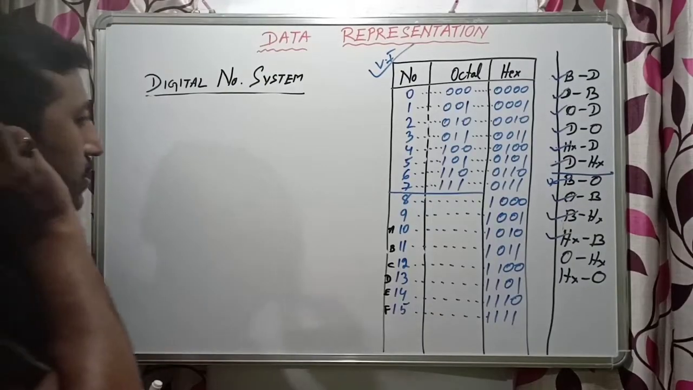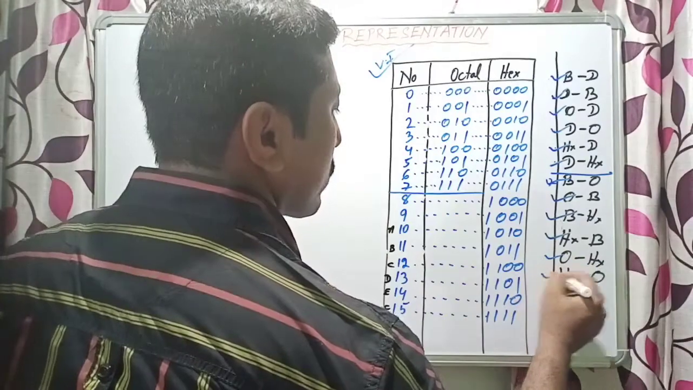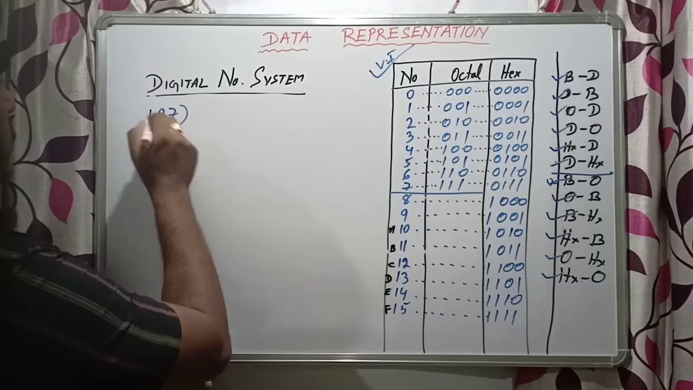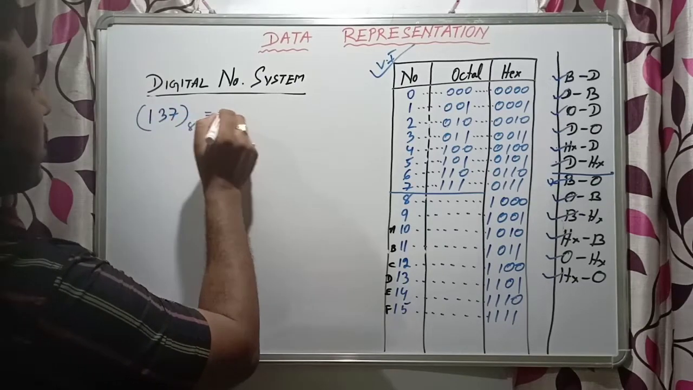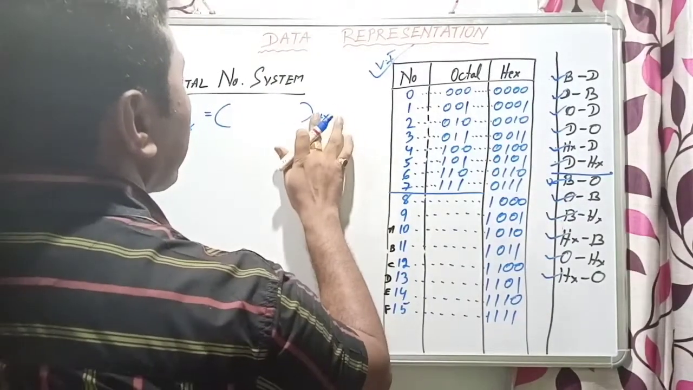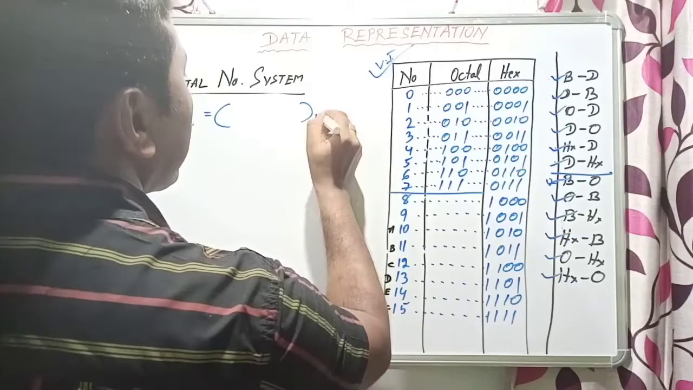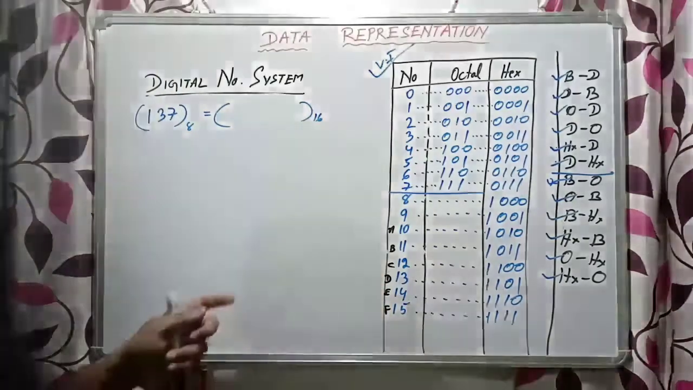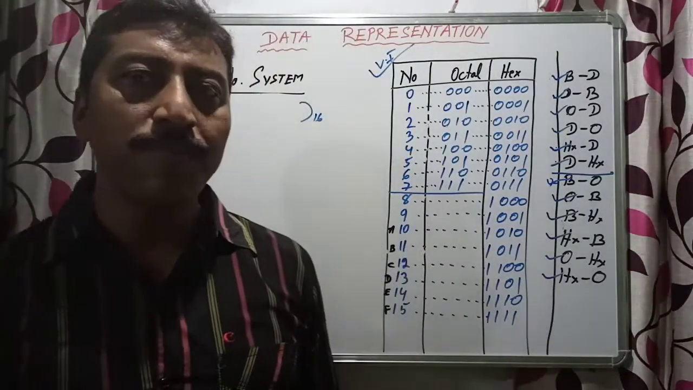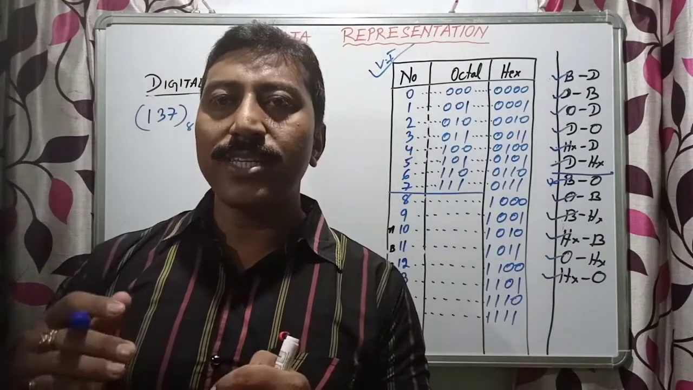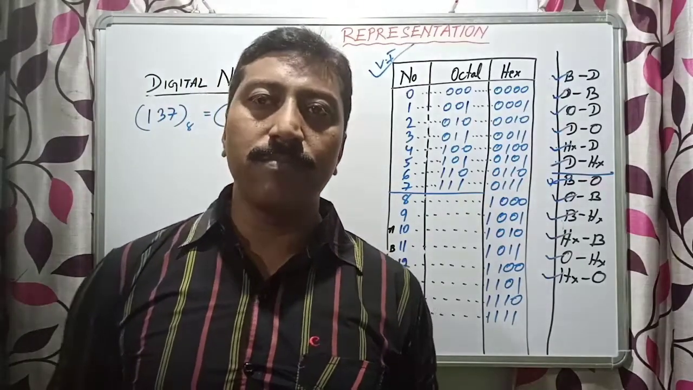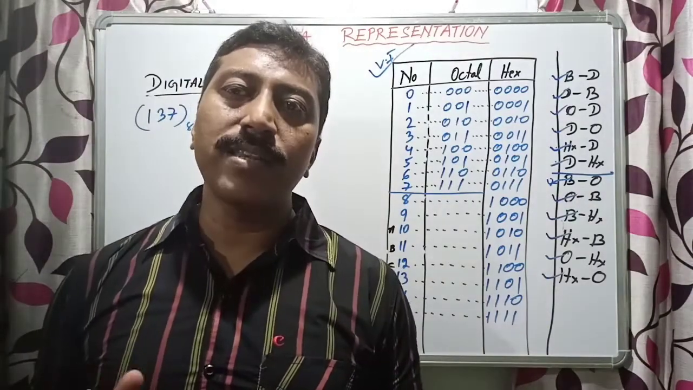The next one is octal to hexadecimal, and after that hexadecimal to octal. Take one octal number, suppose 137. This is an octal case, and we will convert it into hexadecimal, base 16. Remember, direct octal to hexadecimal conversion is not possible. So first we'll convert through either the binary or the decimal number system.